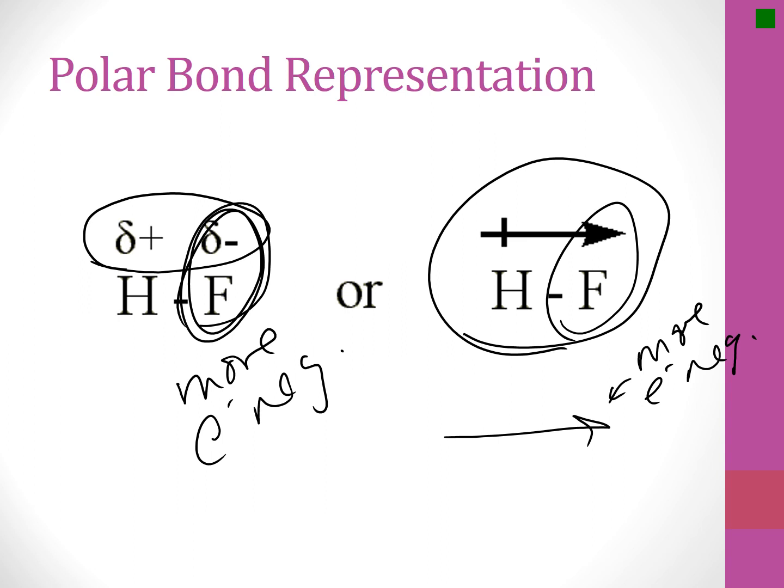All right, hopefully you have a basic understanding of polar bonds. Remember that polar is an unequal sharing, nonpolar is perfectly equal sharing of electrons between two elements, and ionic is where one element basically gives up all of its electrons to the other element.